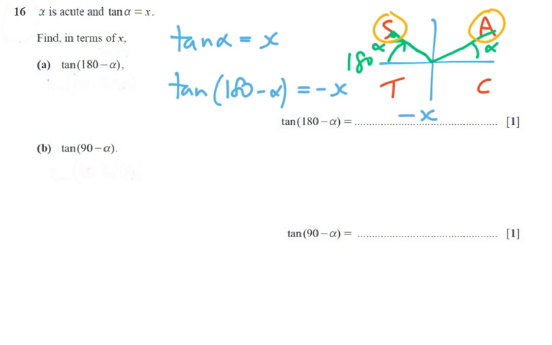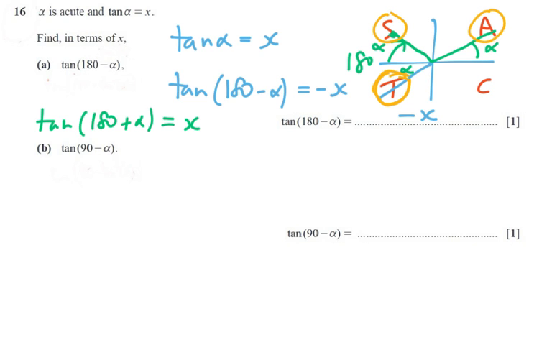To maybe reinforce understanding of this, let's go into some of the other quadrants. If I wanted to find this angle, which would be 180 plus alpha, so tan of it, which it's not asking me for, but just to hopefully help some of you understand the point. In that quadrant, the value of tan would be positive, so it goes back to being x again.